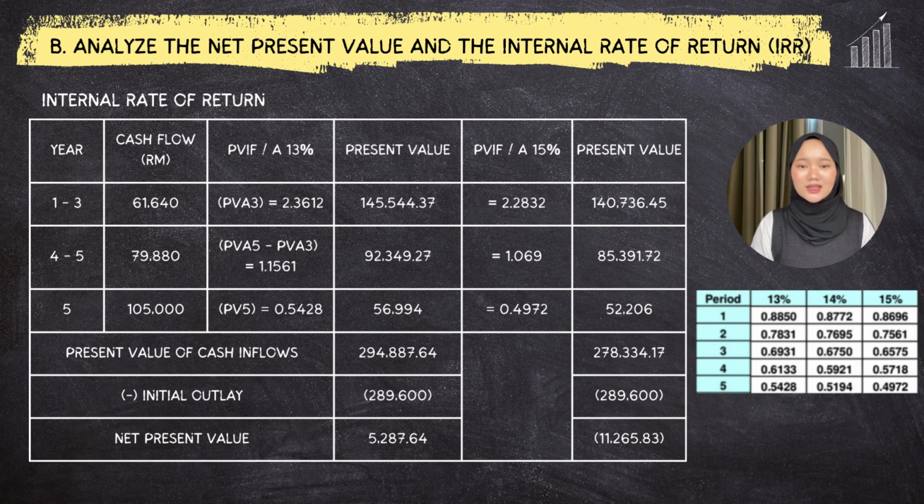Next, let's analyze the internal rate of return. This table provides a detailed breakdown of cash flows, present value interest factors, and their corresponding present values for discount rates of 13% and 15%. So let's go through it step by step. For the first step, we calculate the present value of cash flow at a discount rate of 13%.